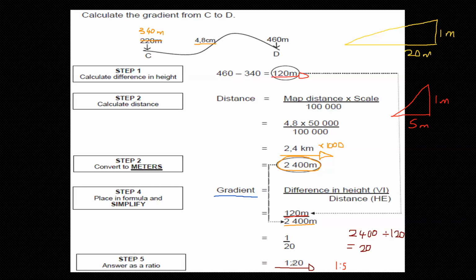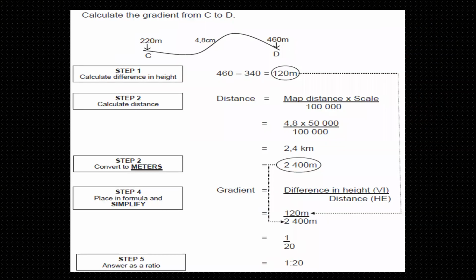The first one, the answer that we got is 1:20. So it means that for every 20 meters that you walk on the ground, you will rise up 1 meter in elevation. So it's quite gentle. Our second example of a gradient was 1:5. Here, that one means that for every 5 meters that you walk on the ground, you will be rising up in elevation by 1 meter. So it is much, much steeper, harder to climb, and it will require more energy.